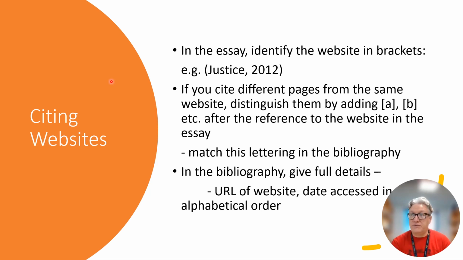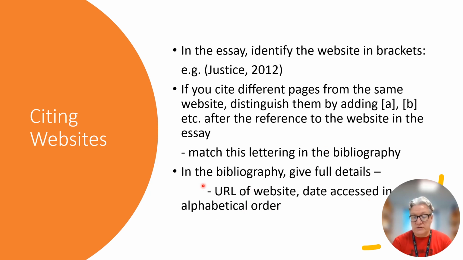Okay. Now, if that is an article on a website page which is written by an author, you cite the author, and you acknowledge that it has been written by an author. So if you are citing a newspaper article, for example, it is almost certainly the case that you will have an author for that article and you will cite them accordingly. If you cite different pages from the same website, distinguish them by A, B and C after the reference to the website in the essay. That does occasionally happen, but again, it's fairly rare.